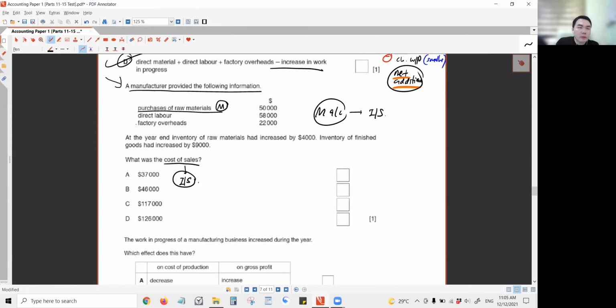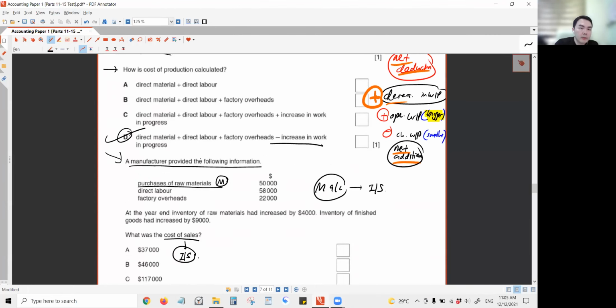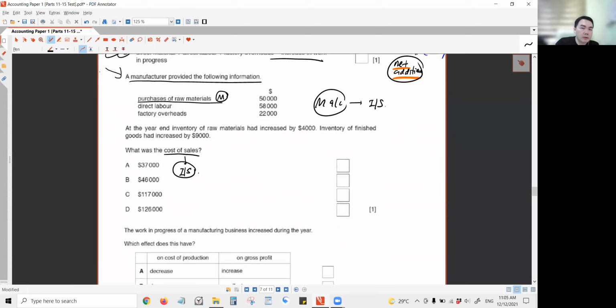Okay, when doing this is the paper one. The other day we discussed until here. Now we are continuing with this question. This is in the manufacturing account. Factory overheads is also in the manufacturing account. At the year end, inventory of raw materials had increased by 4,000. Inventory of finished goods had increased by 9,000.